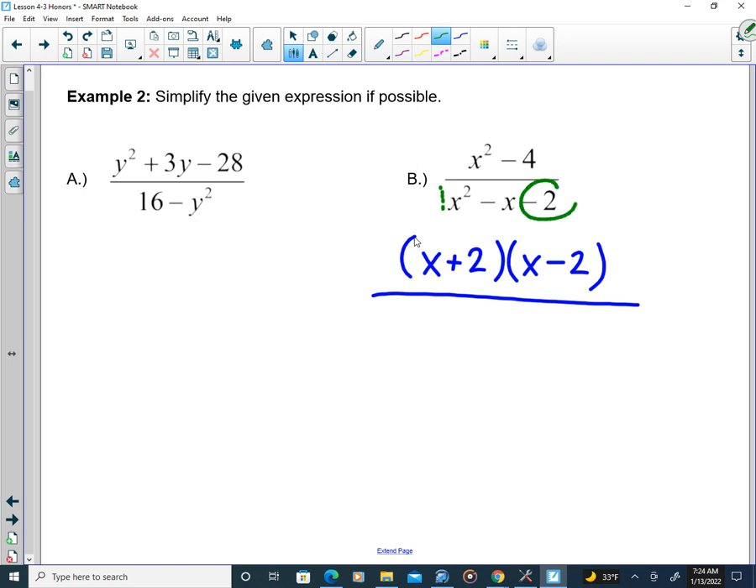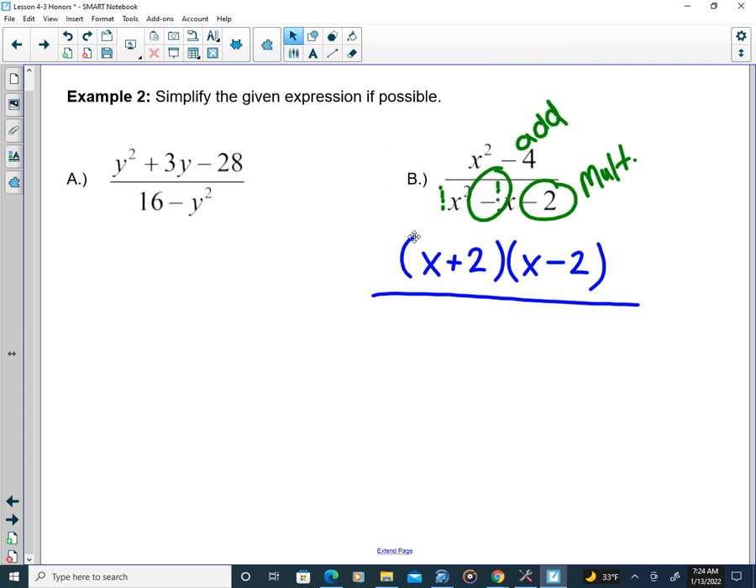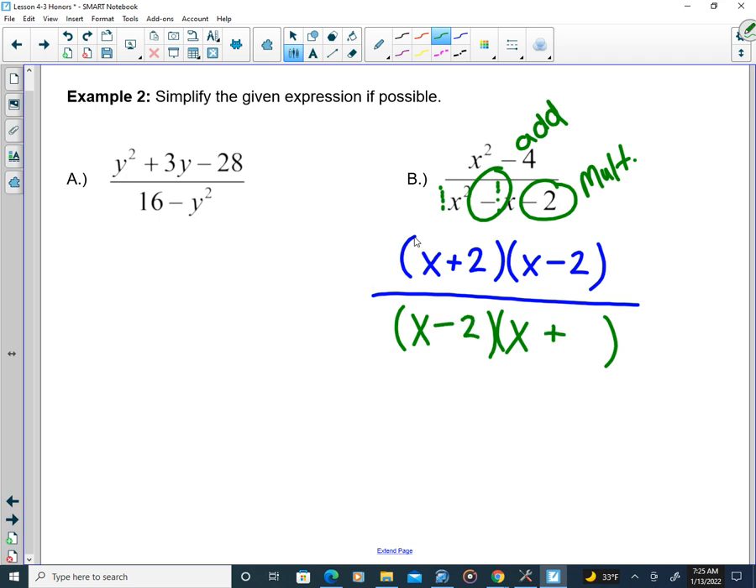Since it has a leading coefficient of 1, I'm going to look at the last number. I'm going to ask myself, what are some factors of -2 that add to be the middle number, which is -1? So I need to find two numbers that multiply to be -2 and add to be -1. So once we find those two numbers, we can factor the bottom. So two numbers that multiply to be -2 and add to be -1 are -2 and +1. Alright, so we got both the numerator and the denominator factored.